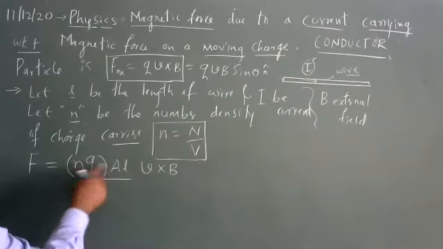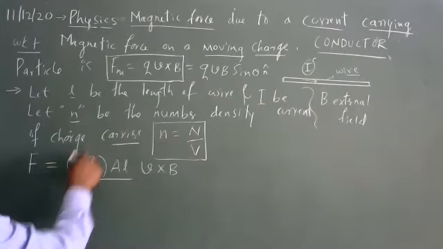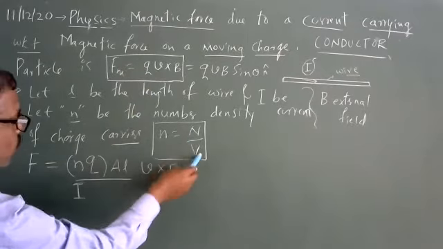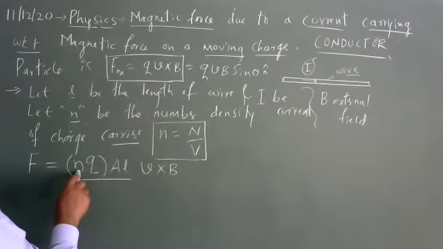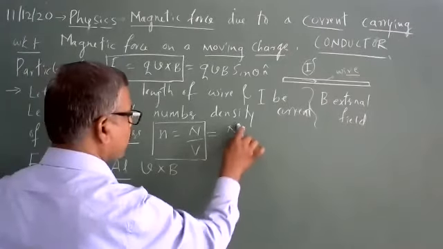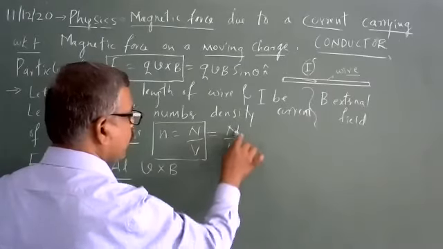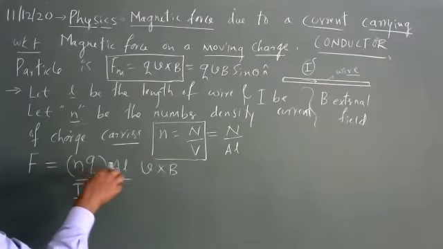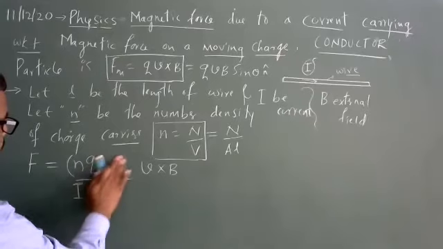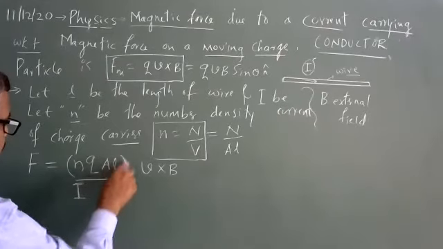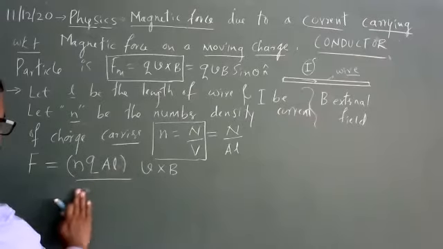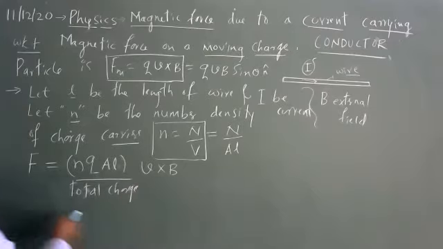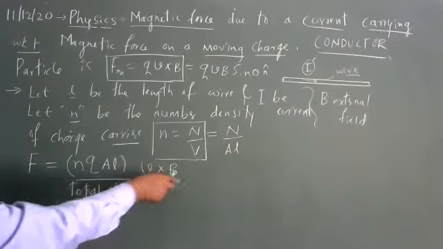But what is the volume? This gets nullified mathematically. So n becomes a number provided this n is number divided by volume. Volume means area into length, so this n can be written as n upon A into L. To nullify the dimensional analysis, I need to write small n q A L together, which is taken as the total charge. Total charge which is moving with velocity v and it is going to cross B.